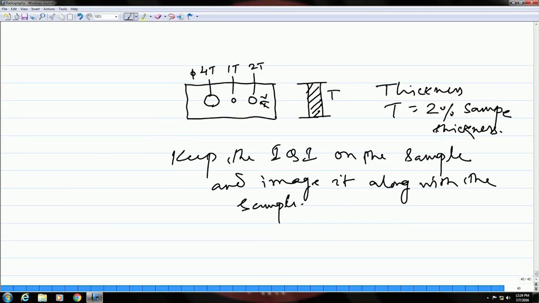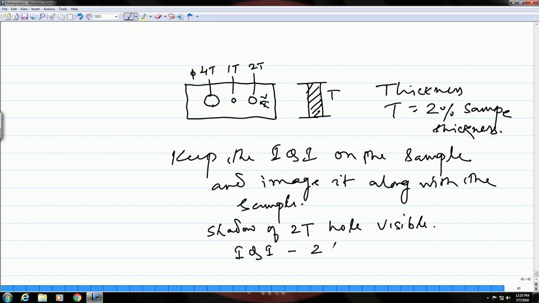Let us say for the image that you have taken, the shadow of the 2T hole is clearly visible, and you have used an IQI whose thickness is 2% of the sample thickness.